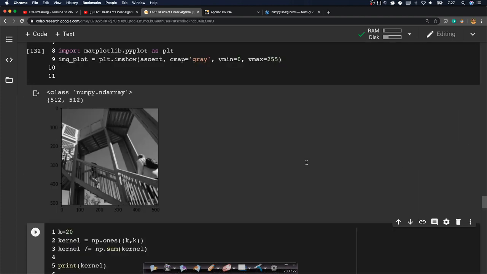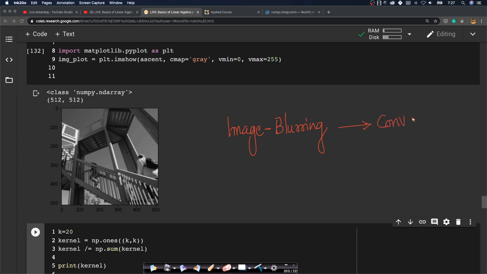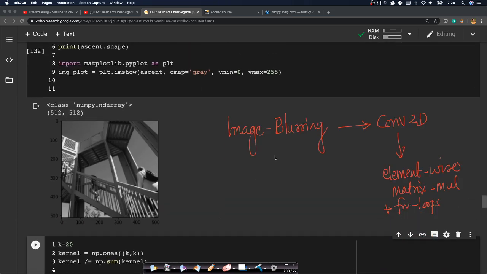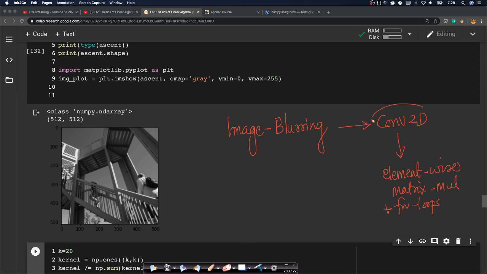So the whole operation of image blurring can be represented as a simple 2D convolution operation. 2D convolution is nothing but element-wise matrix multiplication, also called the Hadamard product, plus for loops, right? Because you have to do this for every element in the input image. For every element in the input image, you have to do this element-wise product and then get the output value. So if you think intuitively, what is image blurring? Image blurring is simply 2D convolution. And what is 2D convolution mathematically? It is simply mathematical.